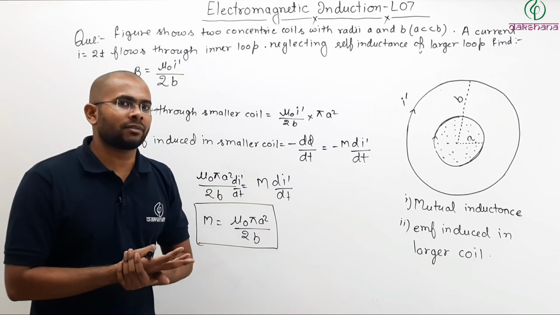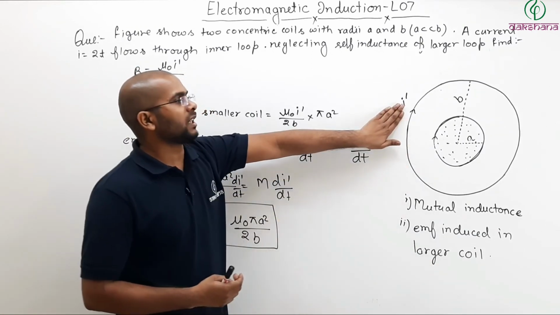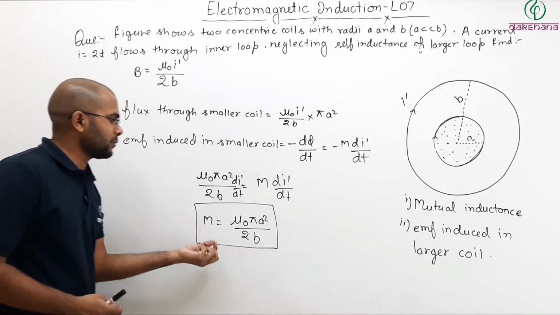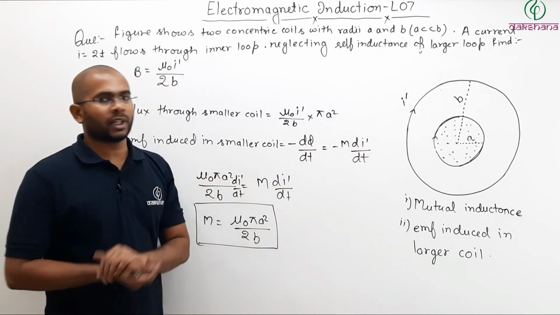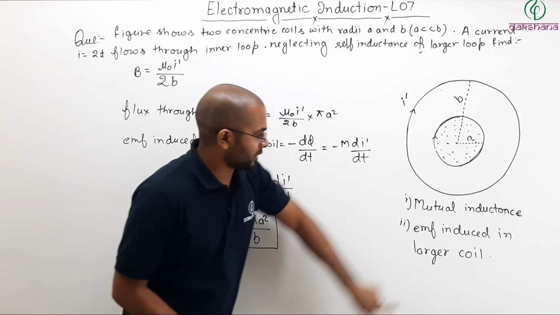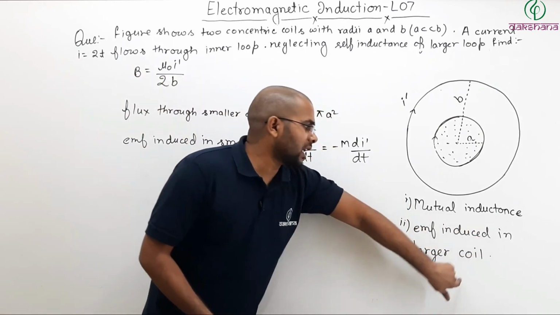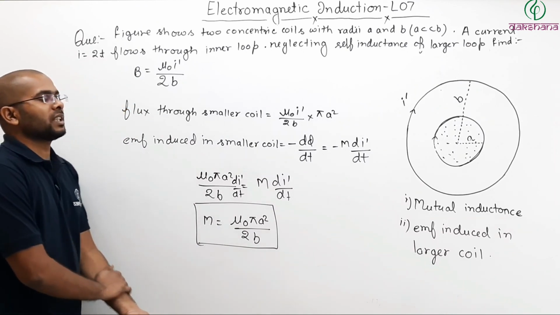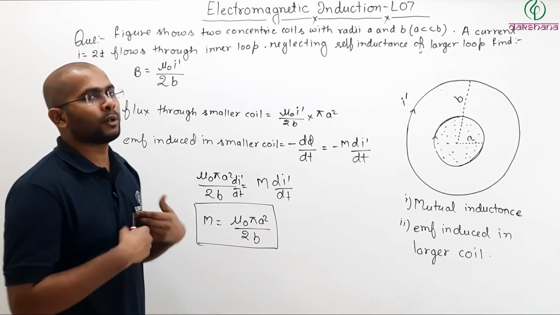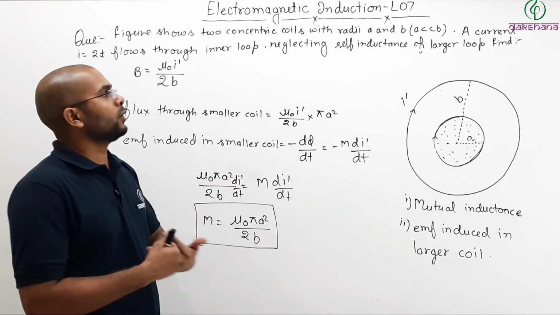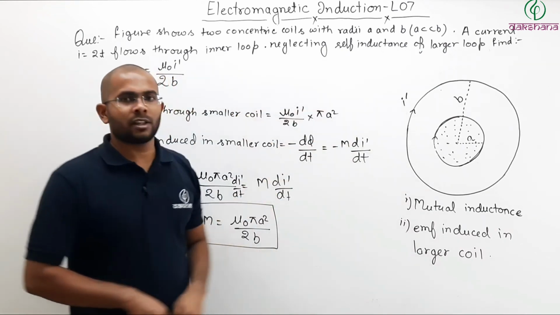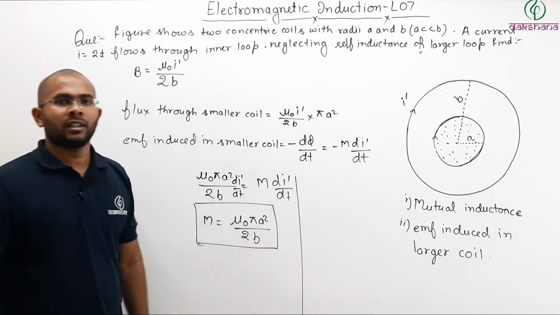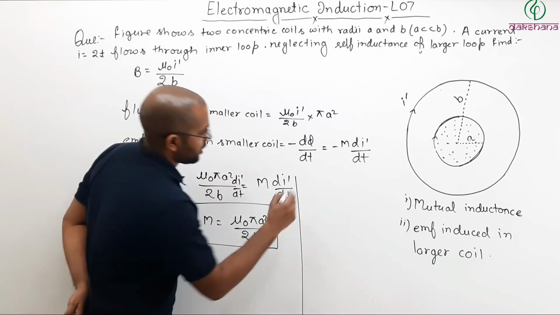So to avoid that difficulty, I have assumed a current I' in the bigger coil and based on that calculated my mutual inductance. So that way you can do it. Now second question, what is the EMF induced in the larger coil? So if I talk about EMF induced in the larger coil and if I ignore the self-inductance of the larger coil, then if you remember the concept, what was it?